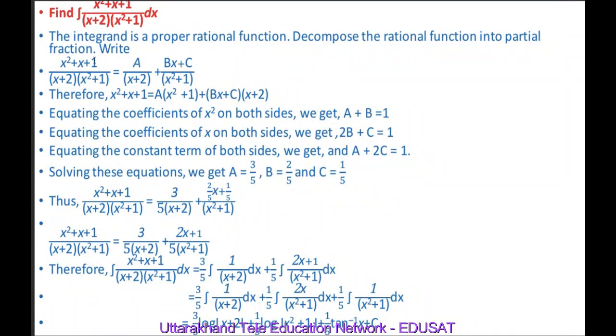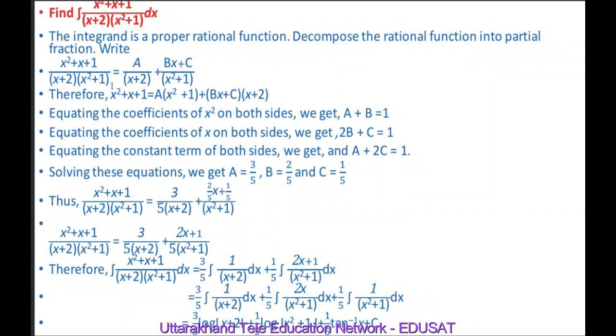So we can write it as a upon x plus 2 plus (bx plus c) upon (x square plus 1), because we have learned that for the case of a quadratic factor we write the term in the numerator as bx plus c.